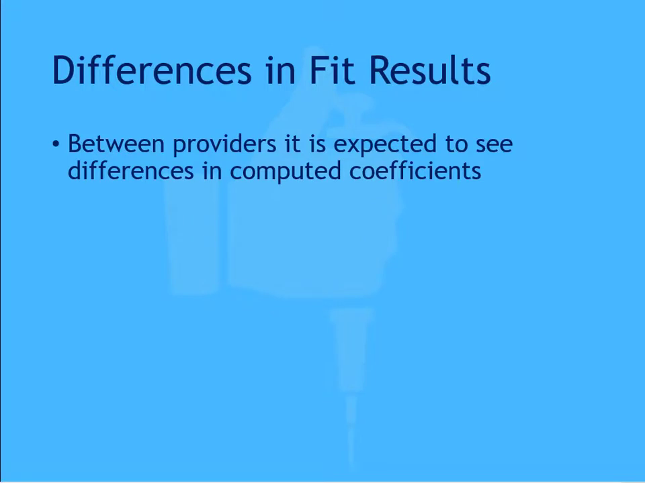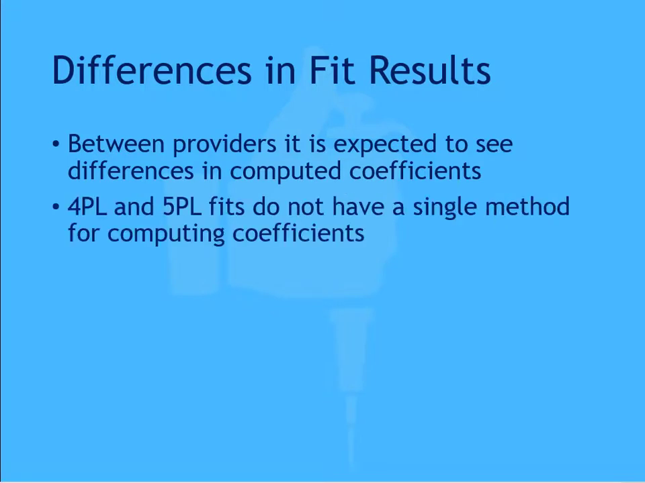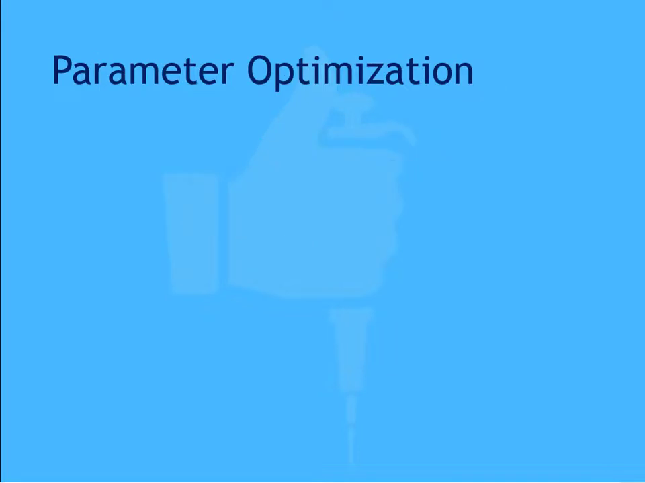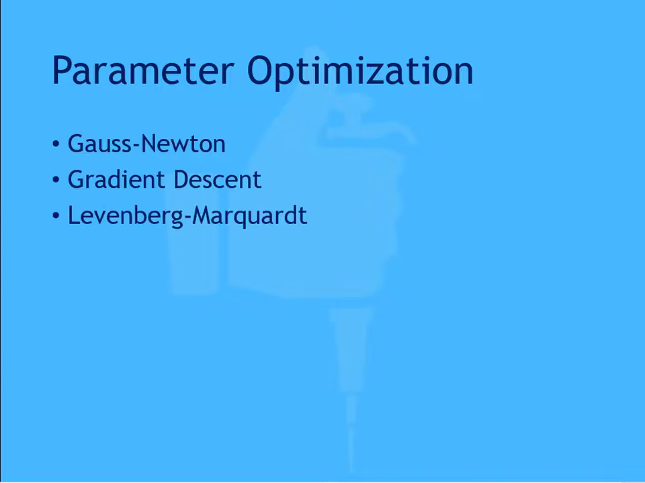This is because, unlike linear regression, where there is a single method for computing the slope and intercept, nonlinear regressions can employ various parameter optimization techniques to fit the curve. A consequence of this is that the computed coefficients of these curves on the same data set may vary considerably between providers. Each provider may use a different parameter optimization method, including Gauss-Newton, gradient descent, Levenberg-Marquardt, and trust region reflexive.